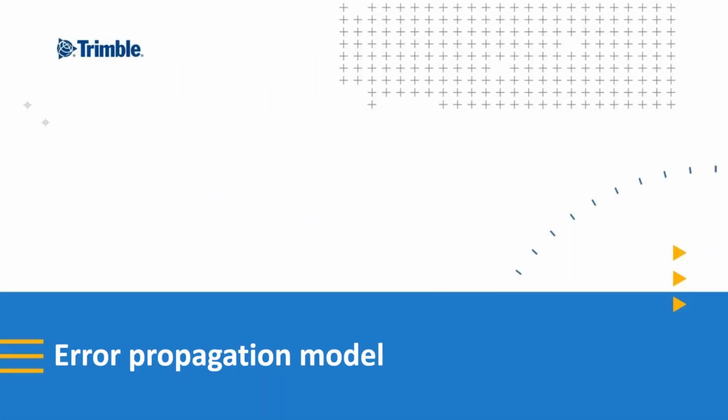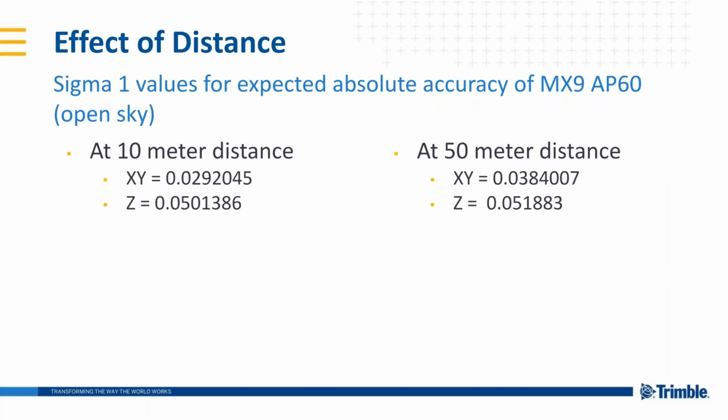Shortly, I'm going to talk about the error propagation model. So this is a model where we can combine everything we have talked about so far. We can combine the positioning accuracy, we can combine measurement accuracy, and we can also add the standard deviations from calibration and calculate some values for the actual accuracy we get out of the system. I put here 2 examples. First, I took the effect of distance. This is something we can model.